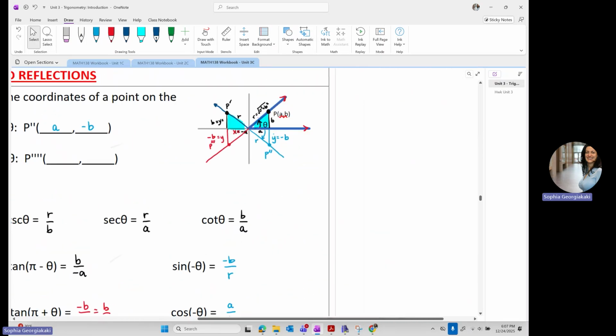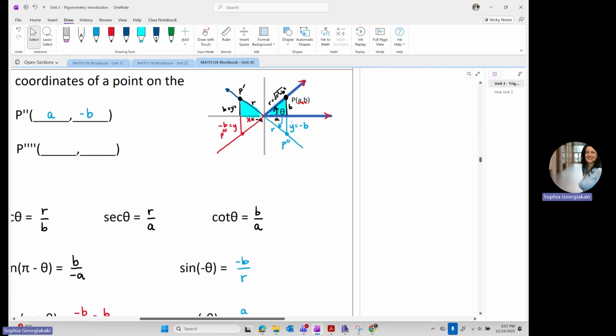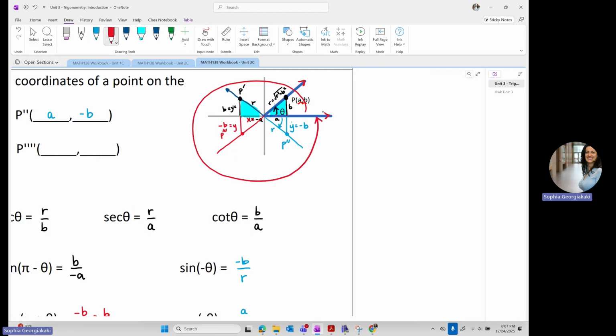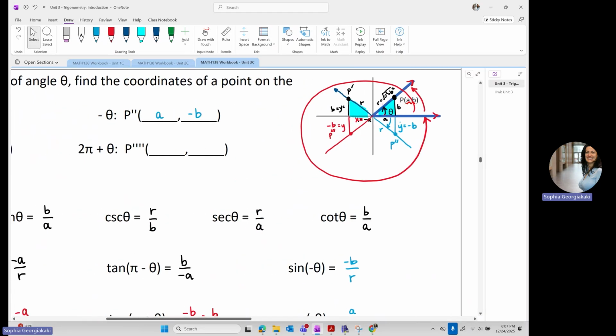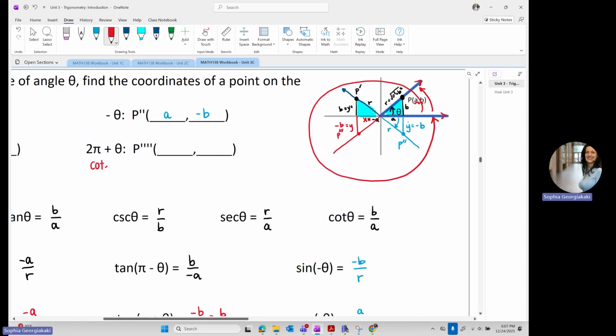2 pi plus theta is a location on the circle where I actually travel 360 degrees and then I add theta to my rotation. Therefore, I'm right where theta was. So 2 pi plus theta and theta are coterminal with theta. I'm in the same point. So I'm still in the point a comma b if I'm looking for the symmetric.